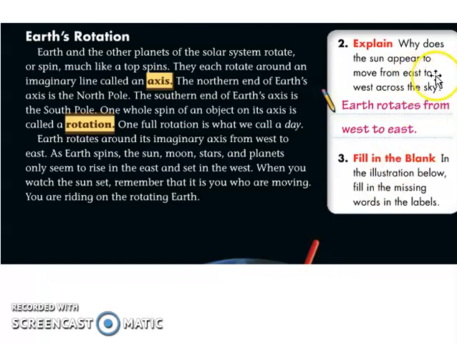Why does the sun appear to move from the east to west across the sky? It is because of the opposite direction of rotation of the Earth. Earth rotates from west to east, while the sun seems to rise from the east and set in the west. Okay?